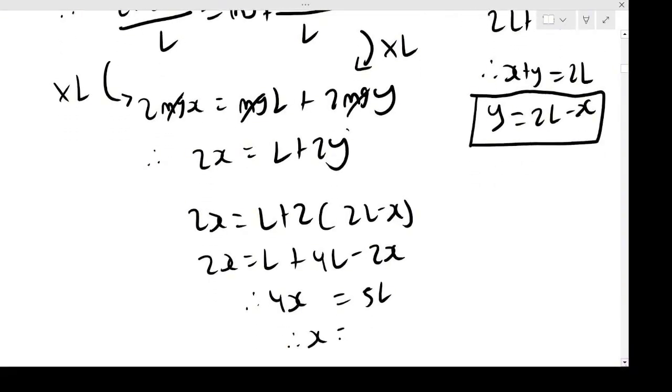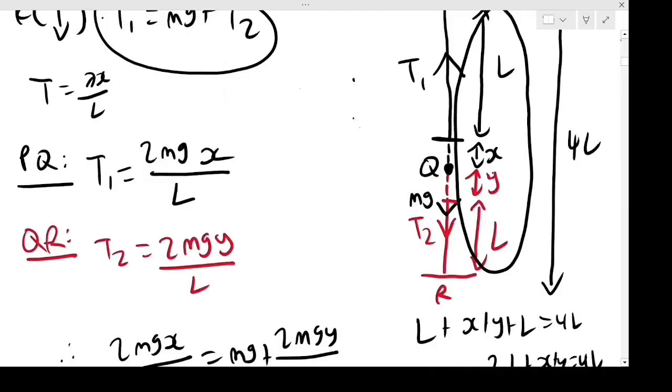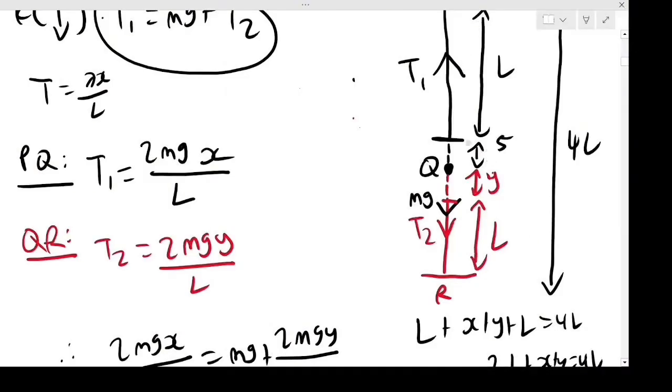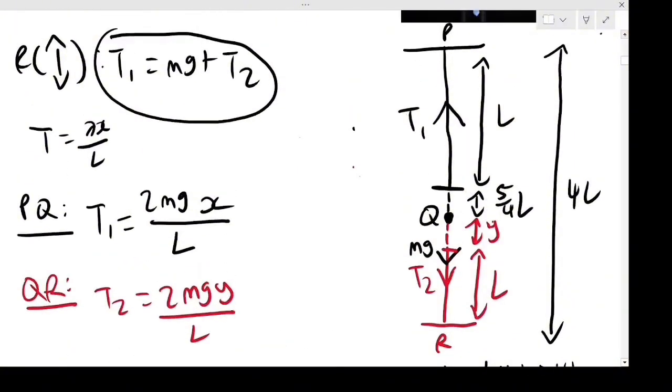Therefore, x is going to be 5 over 4L. And so that is my extension x of the black string. So then if x is 5 over 4L, I can add that on there. Again, the diagram might not be to scale, just a rough diagram. But that's my extension of the black string there, which is x.